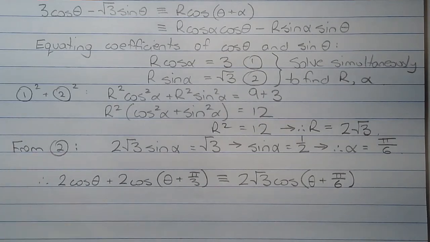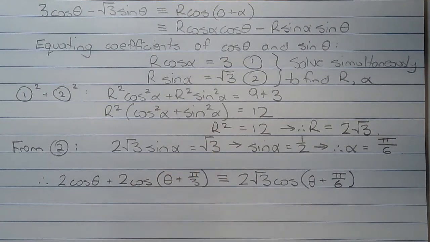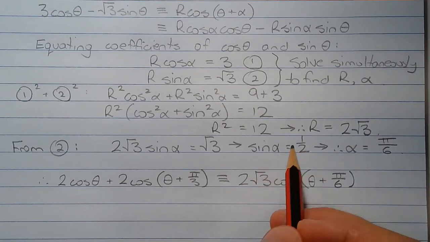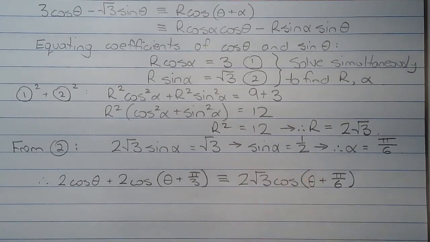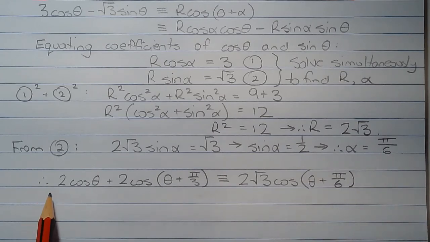Now from equation number 2, since we have the value of r, we can substitute r into equation number 2. And we can solve for alpha, so 2 root 3 sine alpha is equal to root 3. Dividing both sides by 2 root 3, we get sine alpha is equal to half. And taking the inverse sine of both sides, we get alpha is equal to pi over 6. Therefore, 2 cos theta plus 2 cos theta plus pi over 3 is identical to 2 root 3 cos theta plus pi over 6.